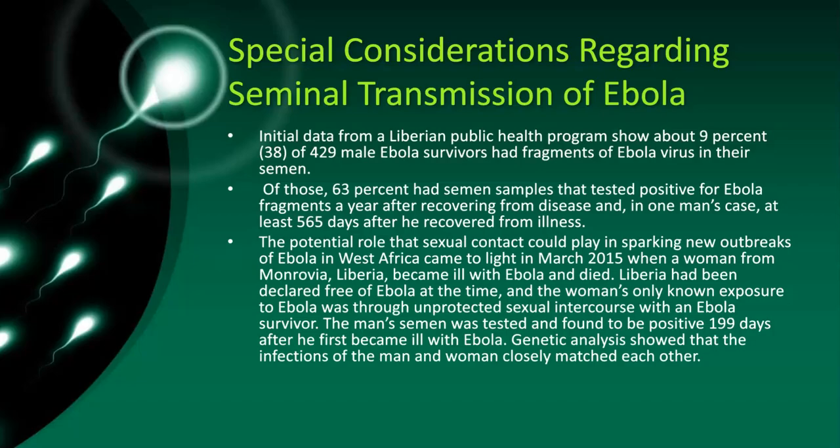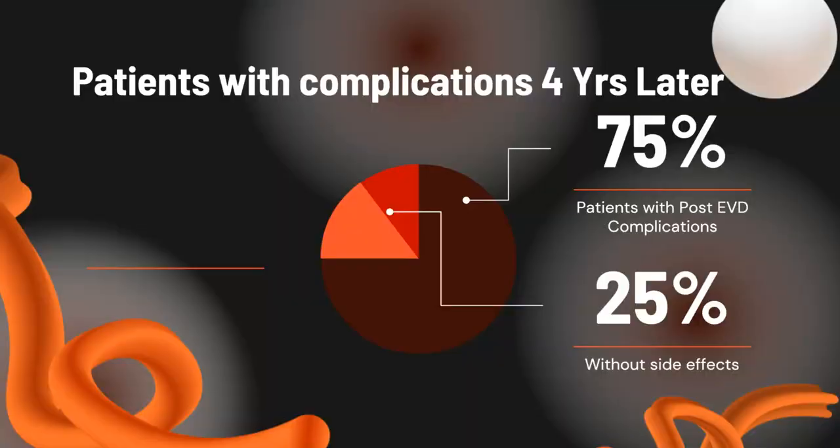There was a lady that contracted Ebola after she had unprotected sexual intercourse with a man that had recovered from Ebola more than 200 days previously. And then it can also live in the eye area. So eyes and seminal fluid are places that it can kind of harbor itself for a long time and still infect people. Almost 75% of people that had Ebola have long-term complications. It's a bit like long COVID.